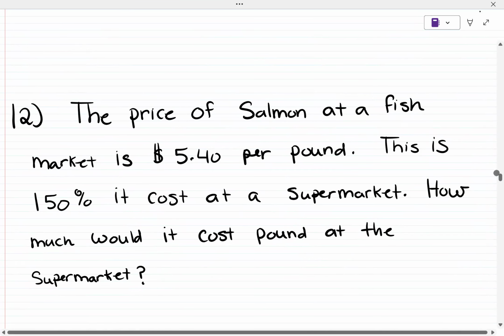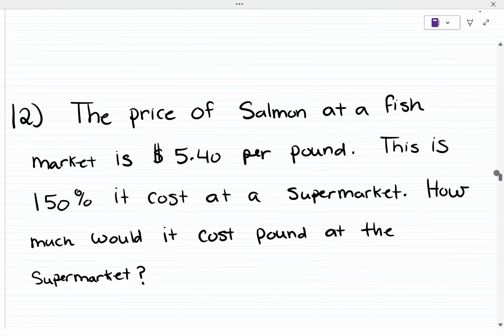Okay, this one, it says the price of salmon at a fish market is $5.40 per pound. This is 150% of what it costs at a supermarket. How much would it cost a pound at the supermarket? So 540 is the markup price of 150%. They want to know the cost before the markup.